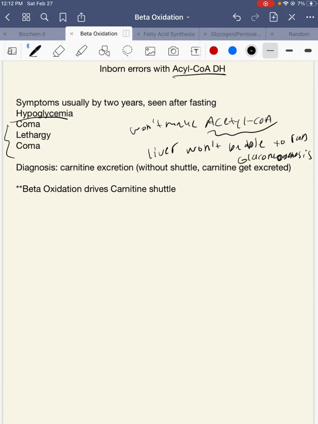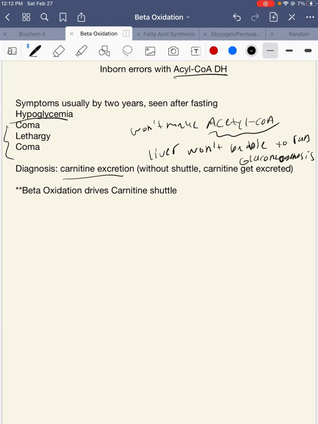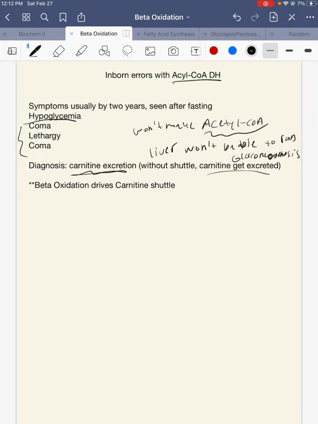Diagnosis is carnitine excretion. So this is how they know if you have an acyl-CoA dehydrogenase deficiency. If you're excreting your carnitine because you're not using it, basically what happens is, if you're not running beta oxidation, you're not using your carnitine for transporting fatty acids inside the matrix. So the carnitine starts getting excreted, and this is one way they can figure out that you have this inborn error in acyl-CoA dehydrogenase. So that's the diagnosis for it.